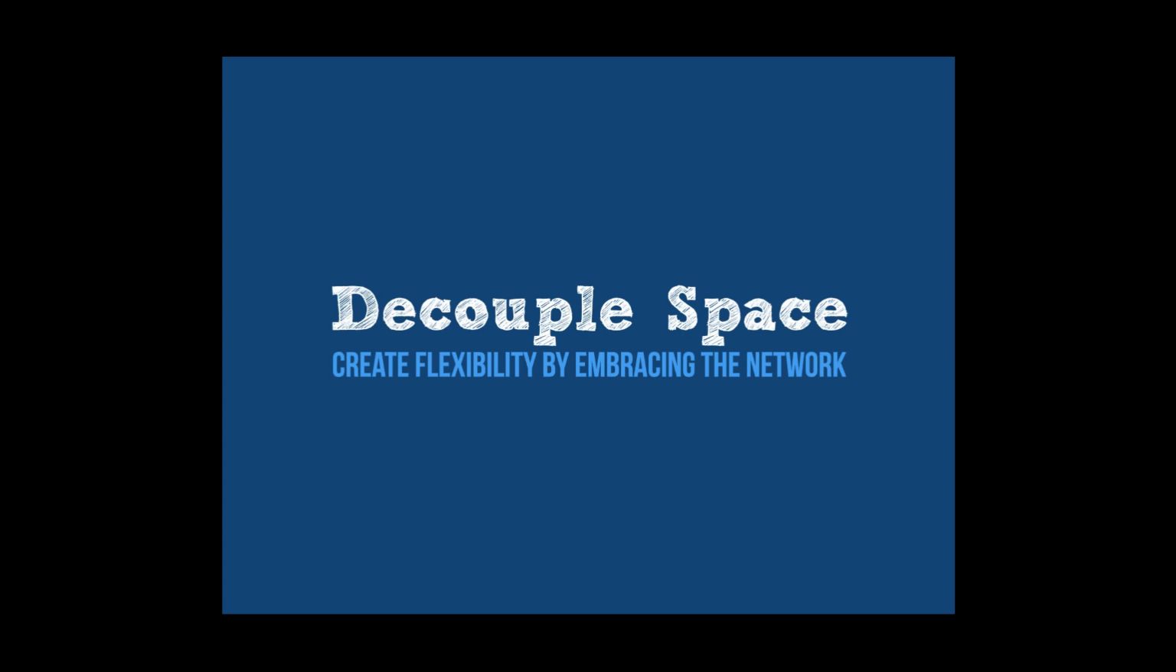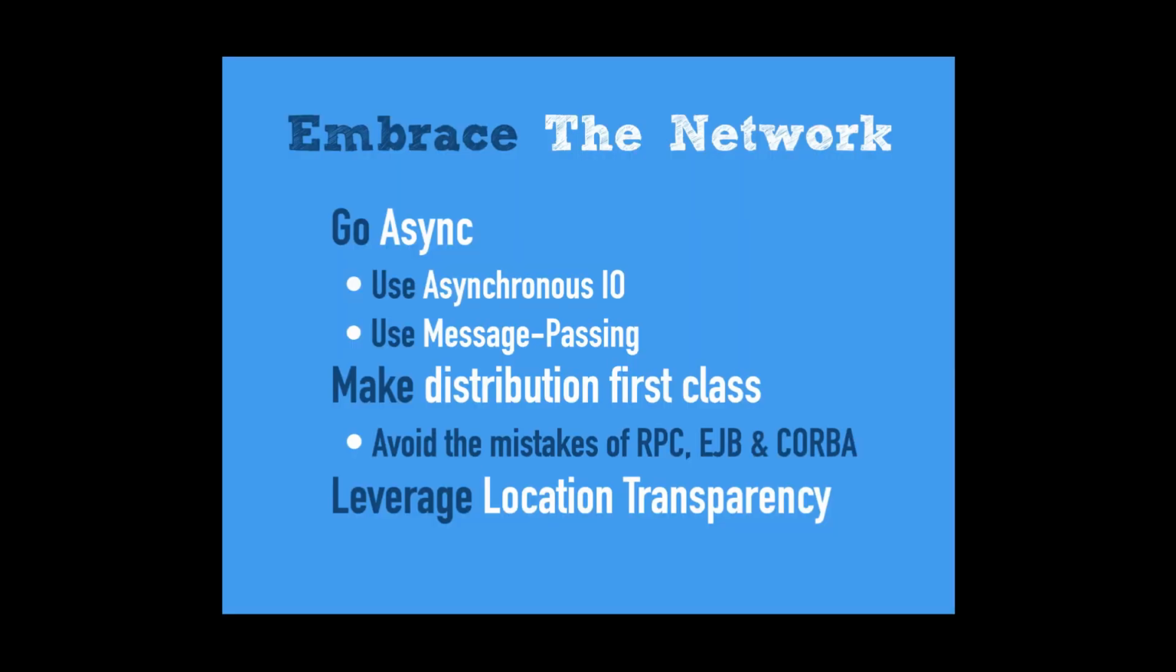We also need to decouple systems in space. That means we're creating flexibility by embracing the network. I've talked a lot about this in the past, but I think it's so important. What we really need to do is embrace the network and make it first class in the programming model. It's really about embracing the constraints of reality I talked about, and not trying to hide it like we've done so much in the past. If you look at the history of computer science, we've been failing at this over and over again.